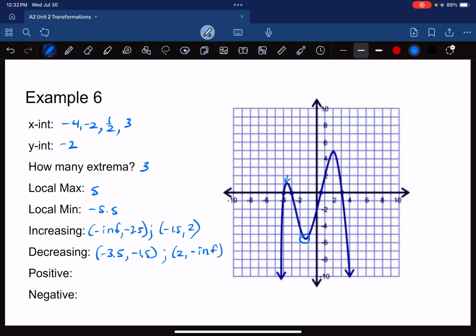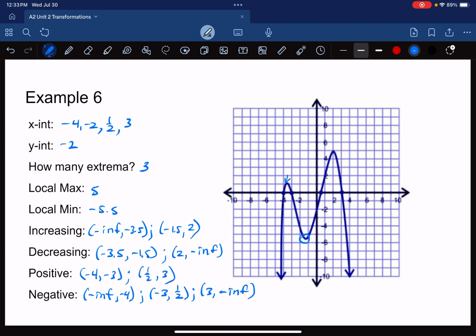Then positives, negative 4 to negative 3. A little hump there. And then that hump from a half to 3. And then negative, it's negative infinity to this negative 4. And then it starts going negative again at negative 3, all the way over to a half. And then it's negative from 3 on to negative infinity again. Okay.